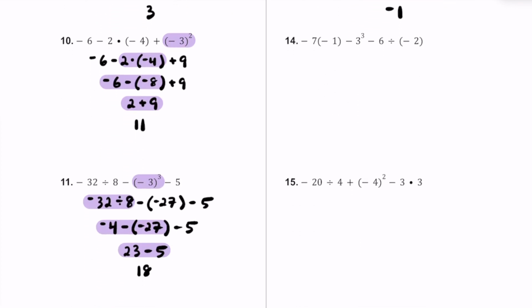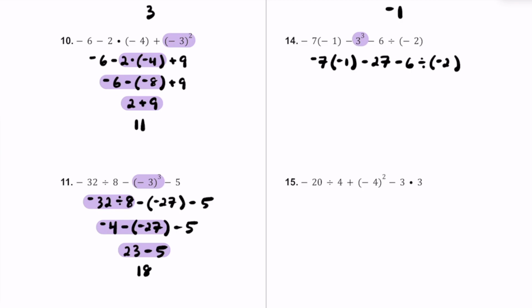Alrighty, in number 14, out of all these operations, let's start with this 3 to the third power. That's just positive 3 to the third power. So 3 times 3 times 3, that's going to be 27. So we have this -7 multiplied by -1 minus this positive 27, take away 6 divided by this -2.